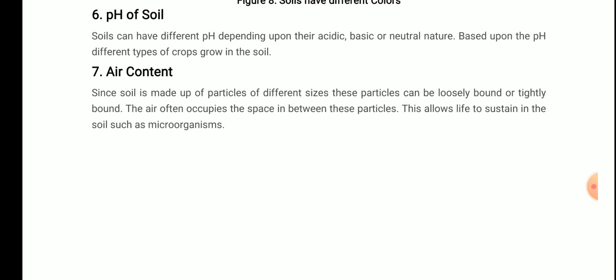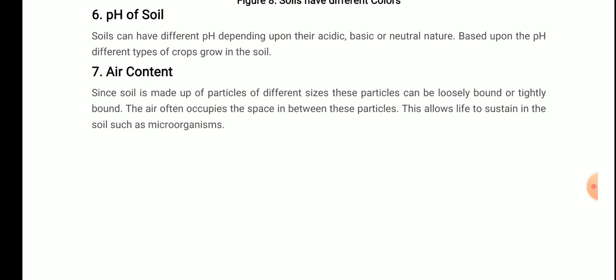When we were studying the chapter acids, bases and salts, I told you about pH over there. If there was a certain pH range, then we can tell whether the substance is acidic, basic or neutral. For example, if the pH is between 0 to 6, then it is acidic, and if it is less than 14 and more than 7, then it is basic, and at 7 the substance is neutral. So the pH of soil depends upon the acidic, basic or neutral nature, and based upon the pH, different types of crops grow in the soil.